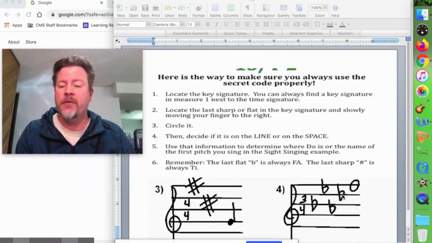So here we go. We're going to go fa, so, la. If we want to find out where do is, we keep going up. La, ti, and it would be a ledger line do. Or we can just go down. Fa, mi, re, do, in that space right there. And that's tool number 16, the secret code.